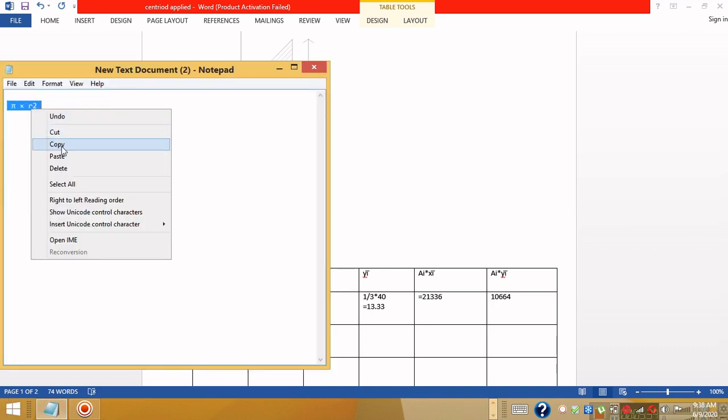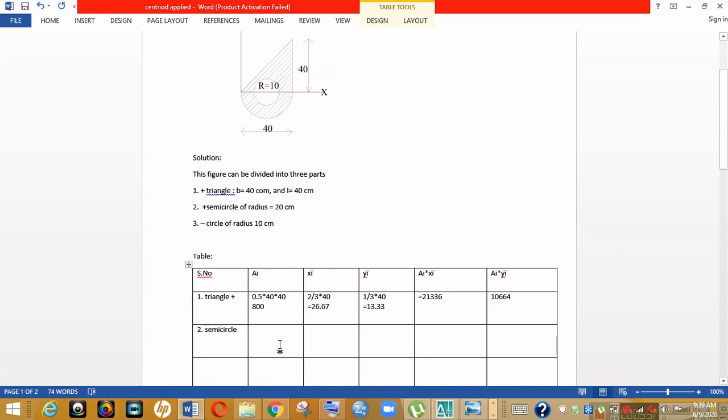Okay, so area is given as pi r square by 2. So we will substitute here pi into r. What's the value of r? The radius is 20. So 20 into 20 divided by 2, this value comes out to be 628.32.